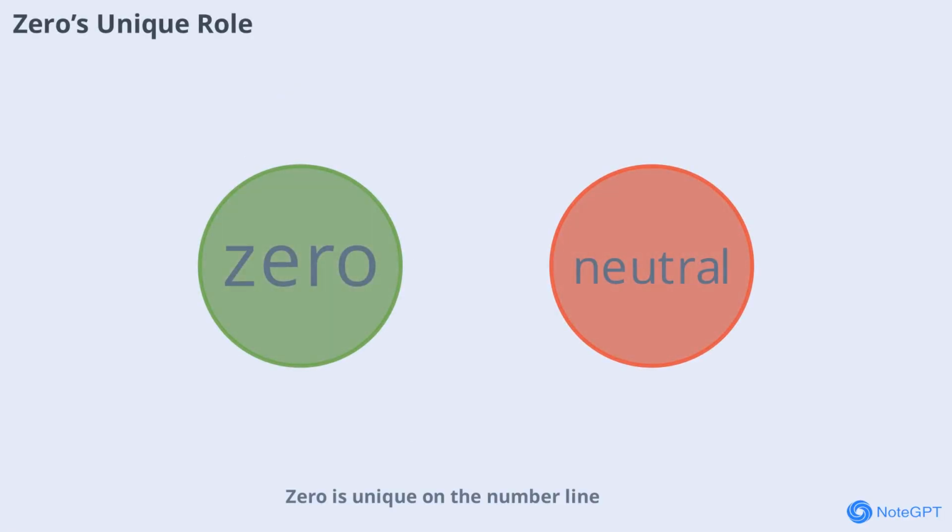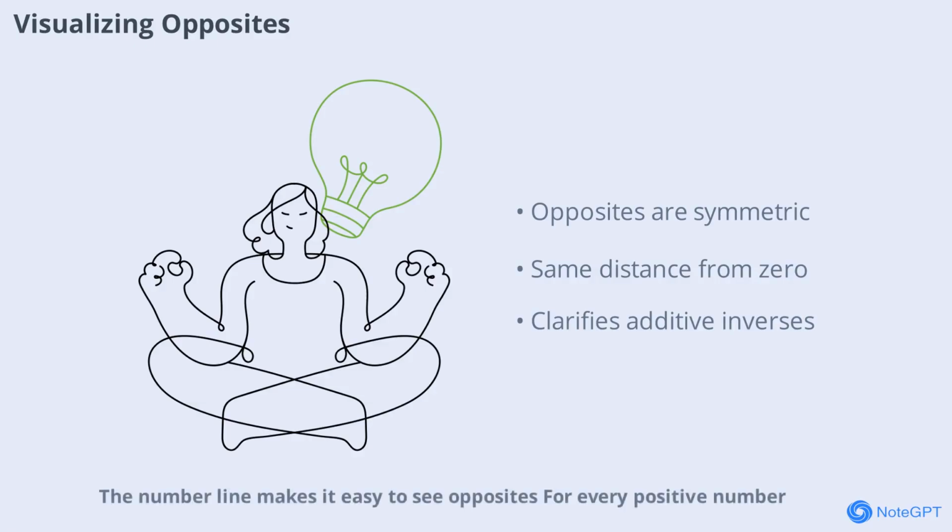0 is unique on the number line. It's the only number that is neither positive nor negative. This special status makes it a natural dividing point and a key concept in math. Understanding 0 helps us grasp balance, symmetry, and the idea of opposites. The number line makes it easy to see opposites.